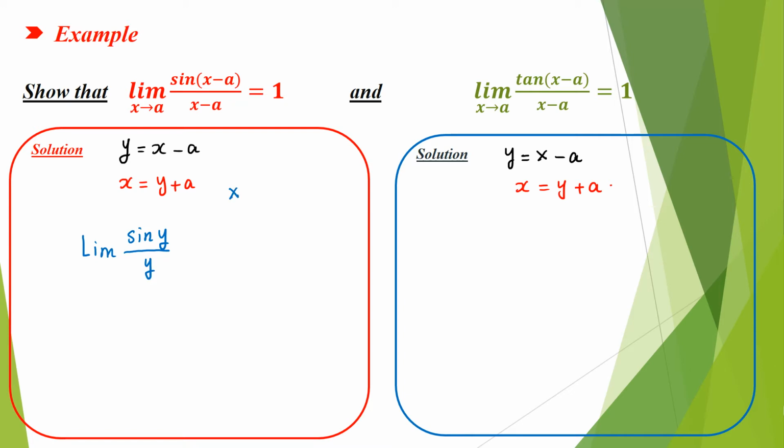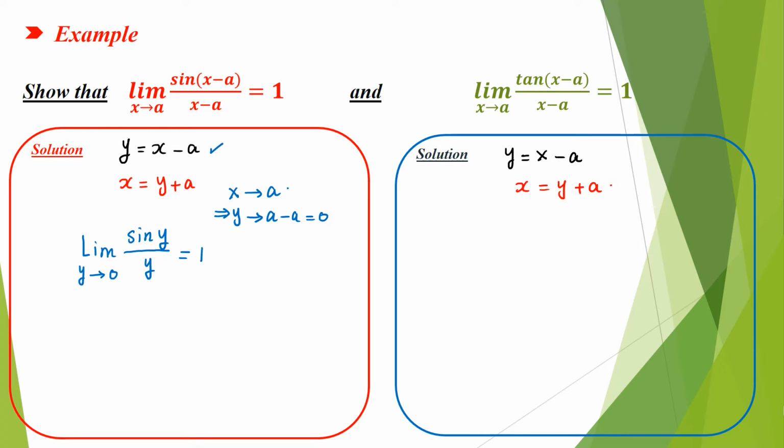Now when x goes to a, then y goes to a minus a, which is 0. So y goes to 0. And the limit of sine of y divided by y when y goes to 0 equals 1.